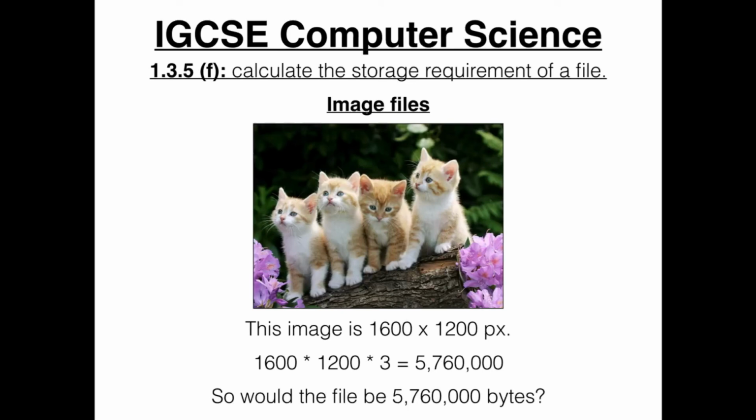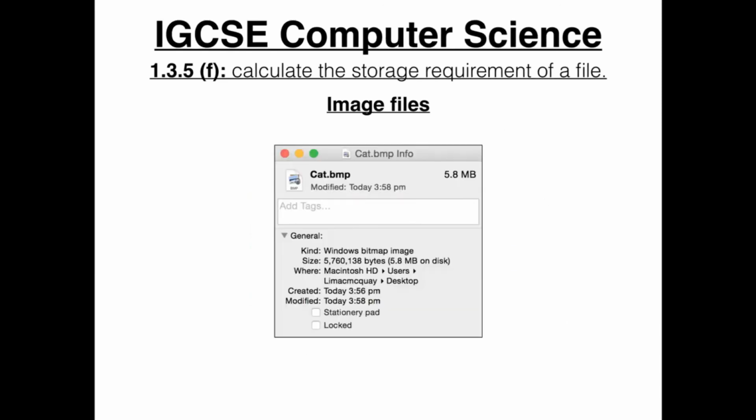So would the file be that many bytes? I'm just going to check if I did my calculation right. 1,000 times 3. I hope it's right. Don't want to scrap this video. Yeah, it is. Alright, so would this file be this many bytes? Well, let's have a look. And again, this is a BMP image, which I called cat.bmp. And as you can see, 5,760,138 bytes. So close enough.